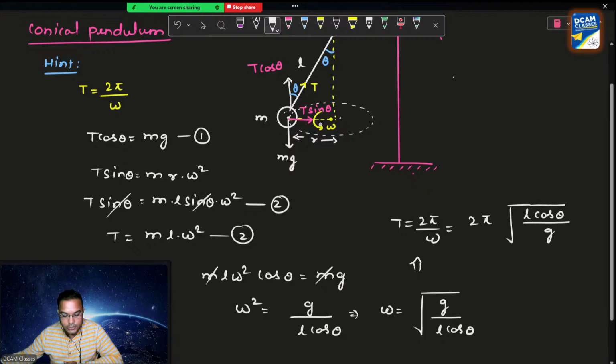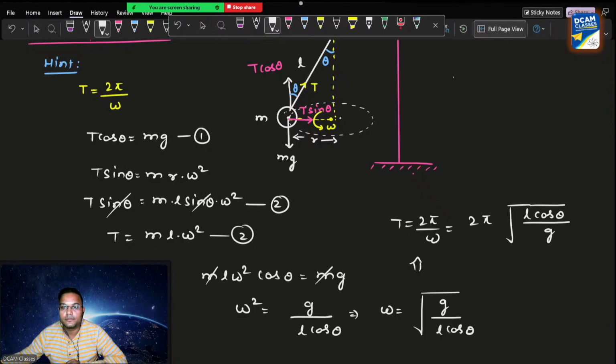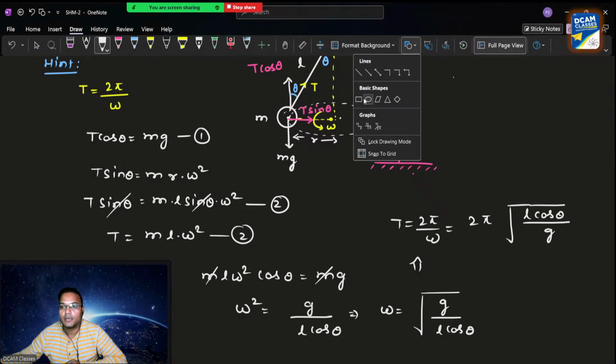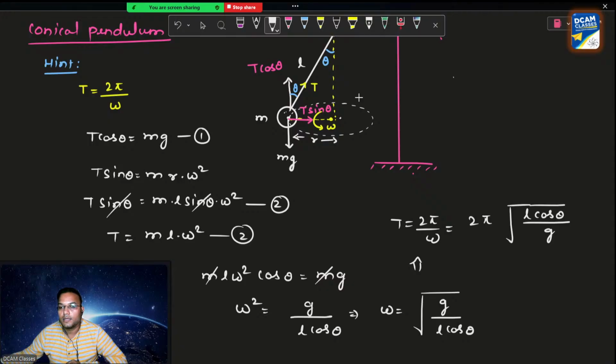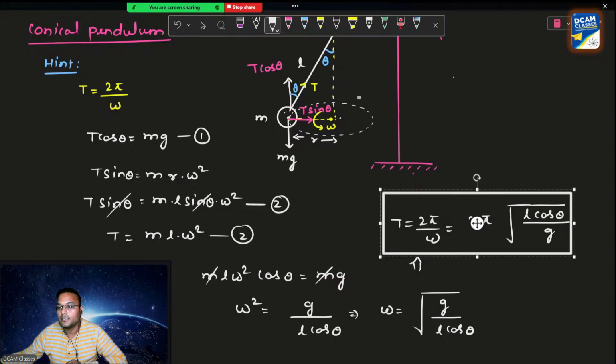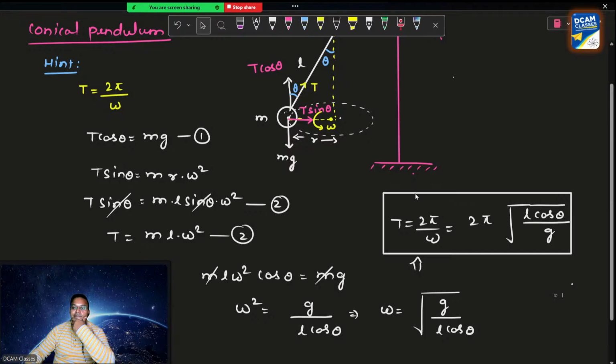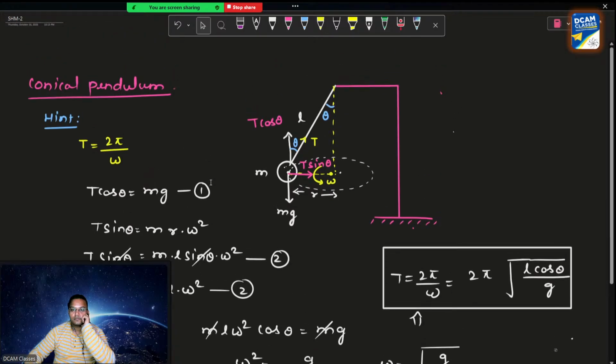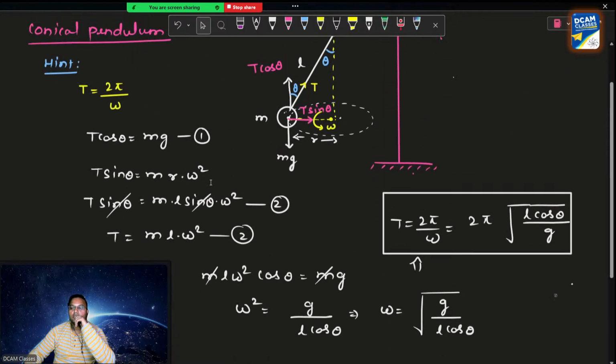Let's check whether the result you are getting is correct. If you have solved it, just compare the result. If you have not solved it, just see how I have done it. This is known as the conical pendulum.